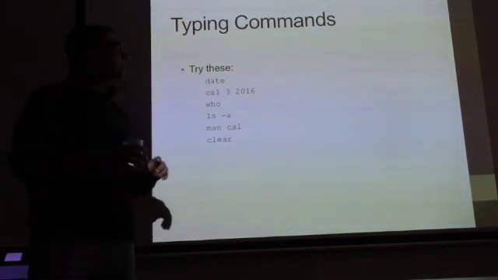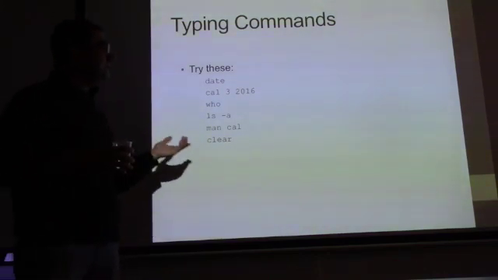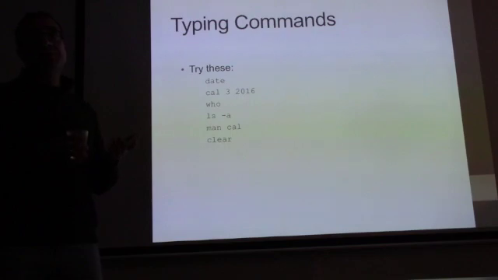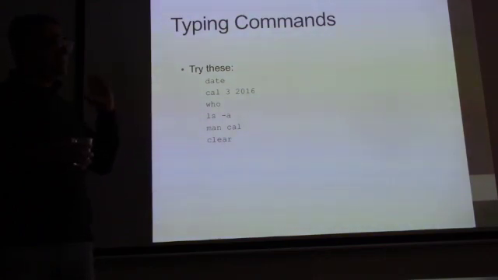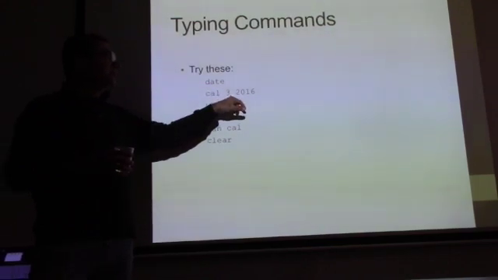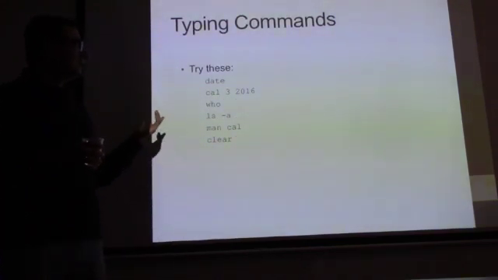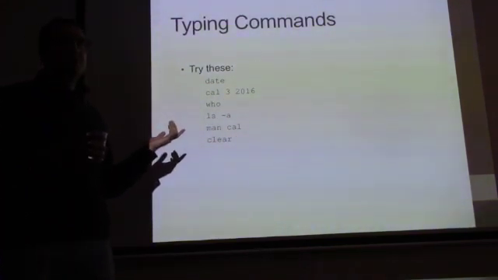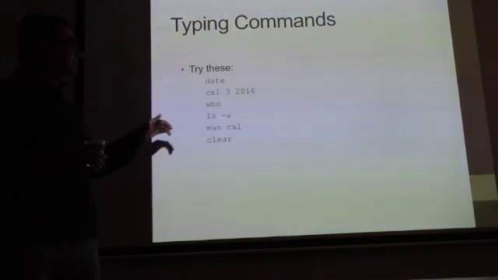All right, so here are some commands. For example, date. If you want to see today's date, you just type date and it shows you. It can show you a calendar: March 2016, what was the month of March in the year 2016, how does it look?